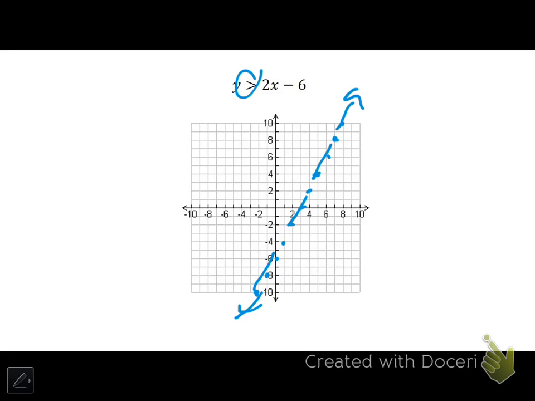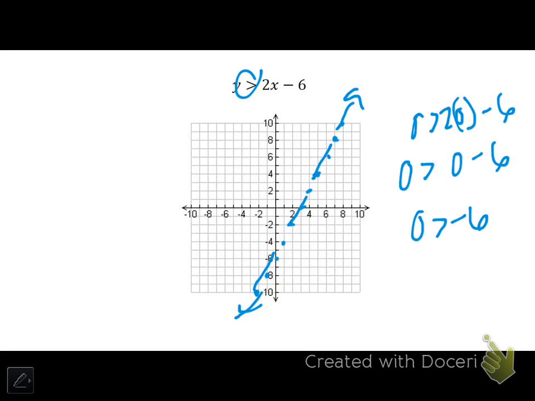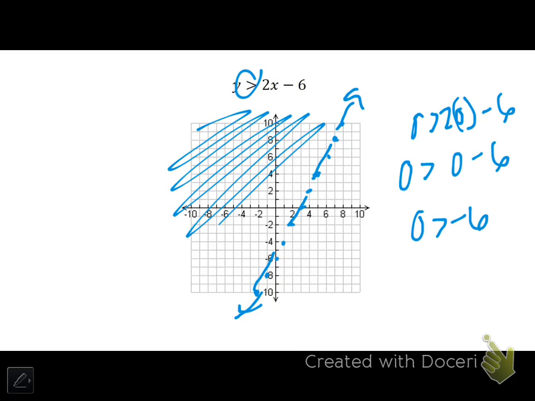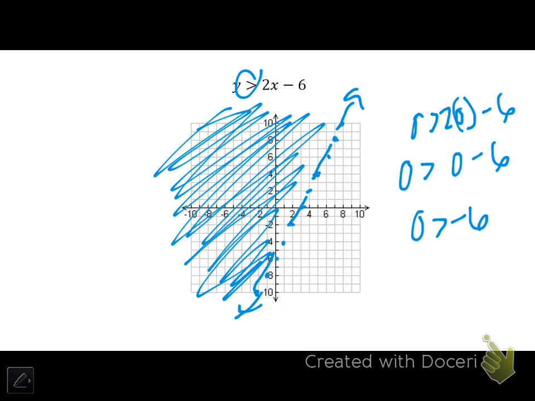We plug in 0, 0 to see which side we shade. 2 times 0 is 0. 0 minus 6 is negative 6. Is 0 greater than negative 6? Yes, it is. So we're going to shade this left side because our 0, 0 point is there.